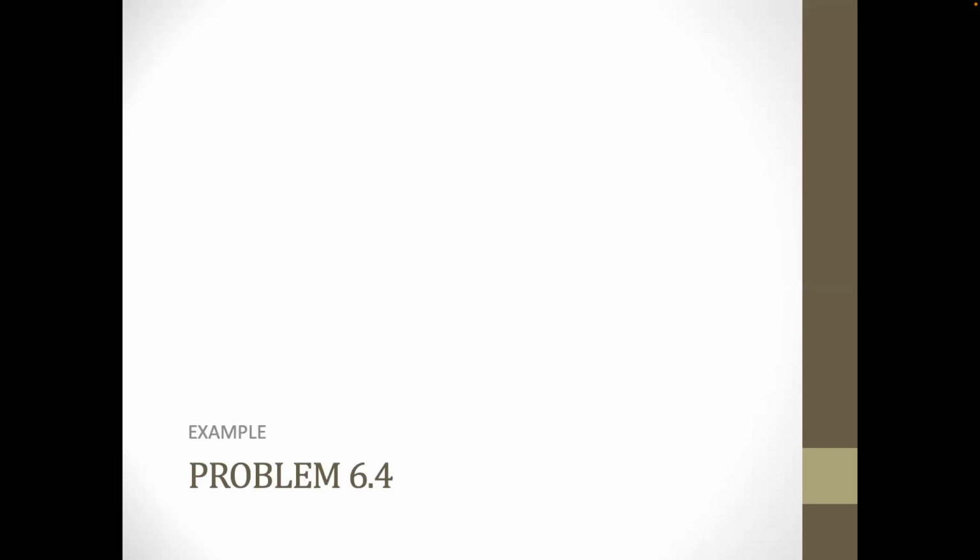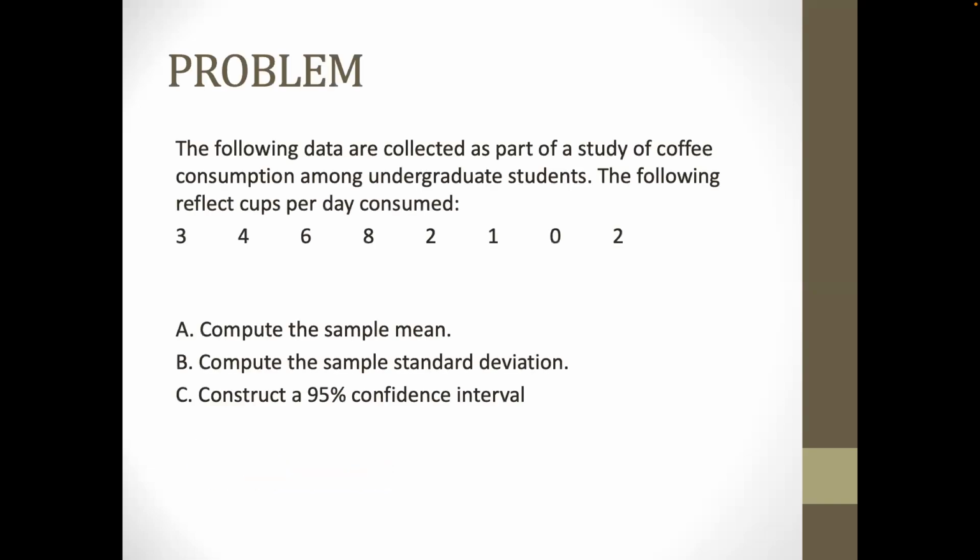So let's go through a problem from your textbook. Problem 6.4. It tells you to do 3 things. Number 1, compute the sample mean. Number 2, compute the sample standard deviation, which you're going to need later. And number 3, construct a 95% confidence interval.